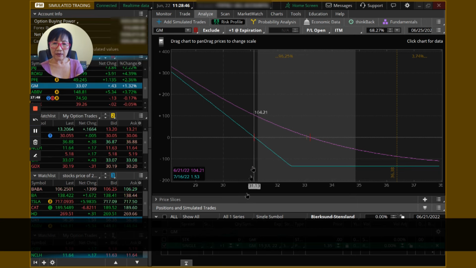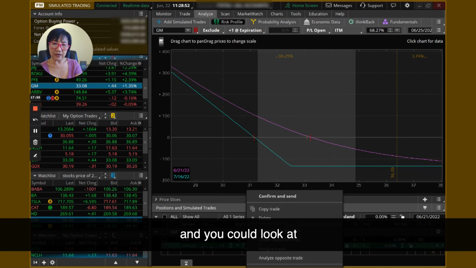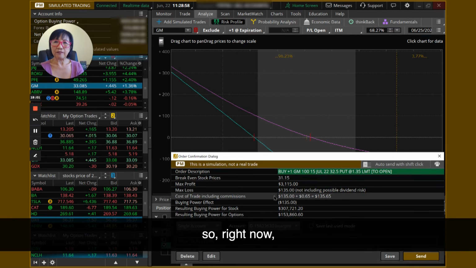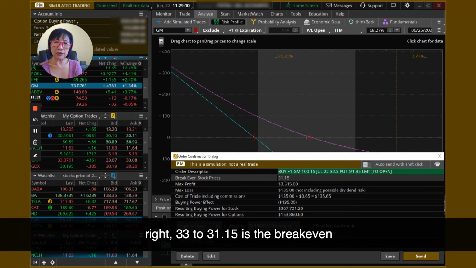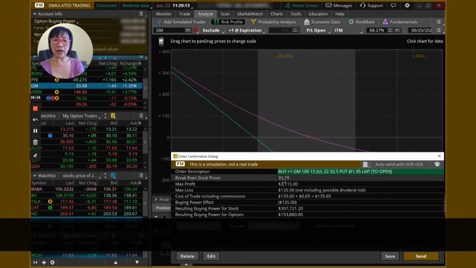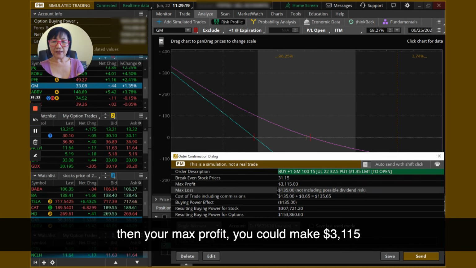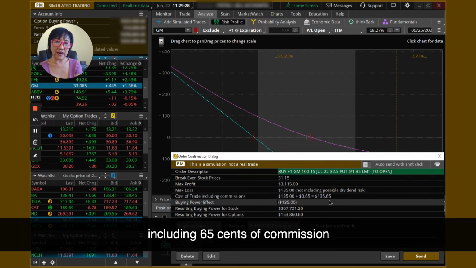Now let's just see from here. You don't have to get out. You could go right from any green area here, right click, and look at confirm and send and see what's going to happen. So right now, GM is 33.08 and break even is 31.15. So it has to go down $2, 33 to 31.15. So at 31.15 or below, you're going to be making money. If that happens, then your max profit is $3,115, and it's only going to cost you $135.65, including 65 cents of commission.